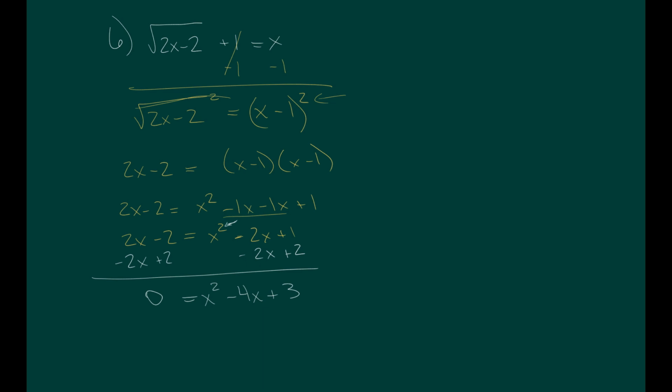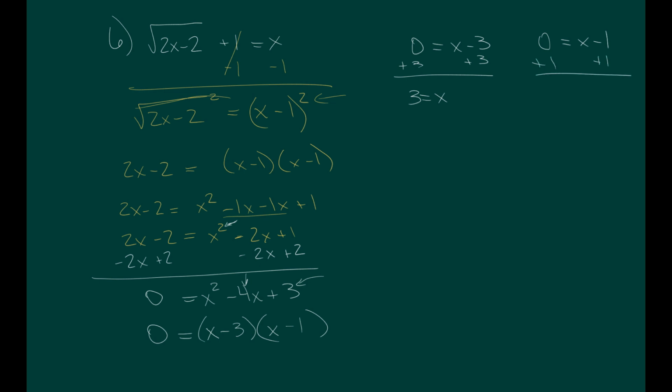And now you're going to have to factor because you've got a quadratic equation. So 0 equals, what times what gives us x squared? x times x. What multiplies together to give me 3 and adds together to give me negative 4? Negative 3 and negative 1. You set each of those equal to 0 separately and solve for x. So I get x equals 3 and x equals 1. But we have to go back and make sure that those work in the check.